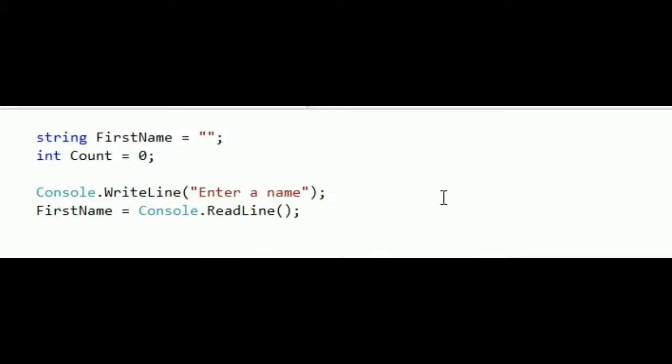Look at this example. Here I'm asking them to enter a name, and then I'm storing the name they entered in first name. Well, what happens if they don't type in a name? I want them to carry on doing that until they actually type something in. So I might want to ask them again and again, but I don't know how many times they're going to get it wrong.